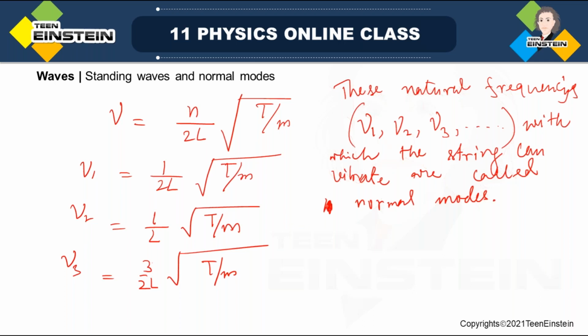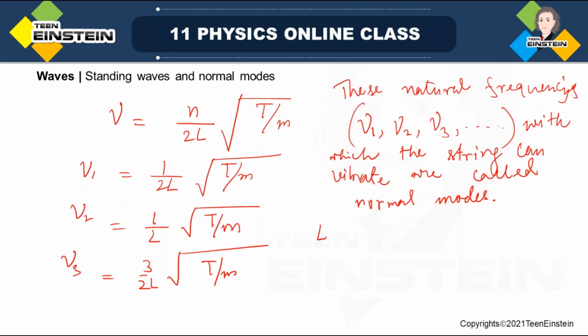In the modes there is a series of frequencies, so this is called a series of modes. Each frequency is called a normal mode, or normal note.